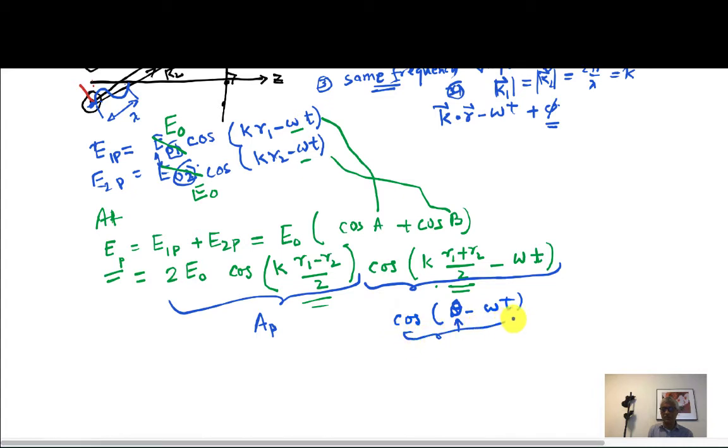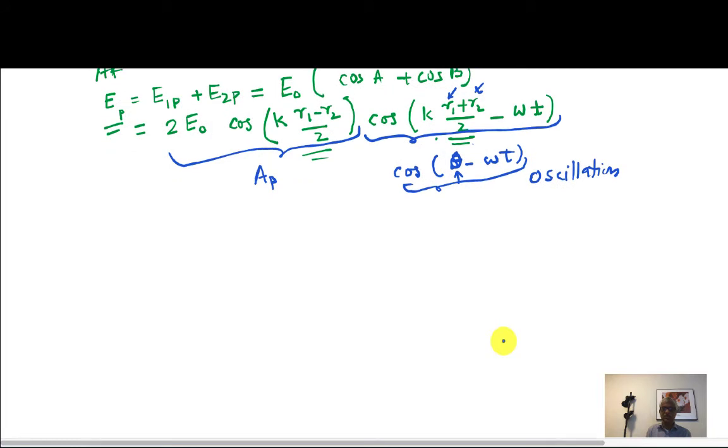So this is oscillation, just oscillation, right? So it's not a wave. It looks like a wave kind of formula, but it's not, because this is just some number. R1 is fixed, R2 is fixed because I've fixed P. So all of these are some number. So this amplitude at P, and this oscillation, you can see that is going. So if I were to plot this E at P with time, it's going to be just oscillating cosine.